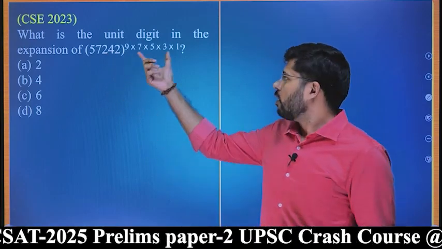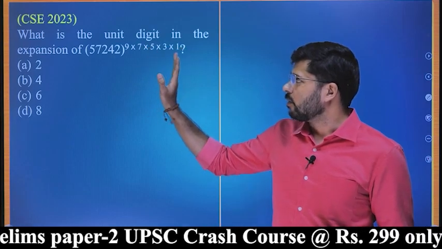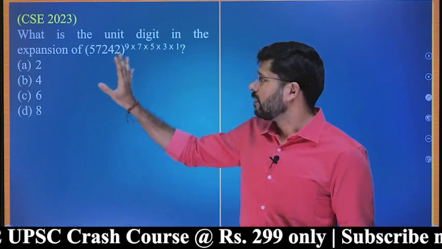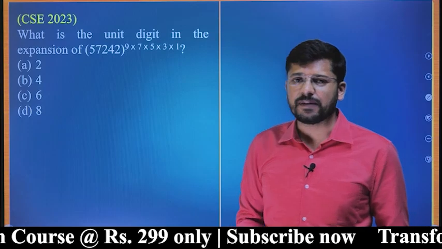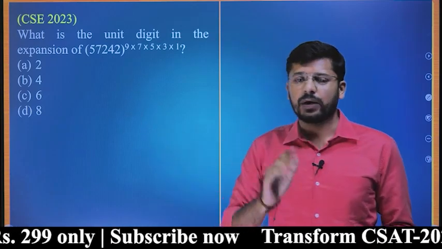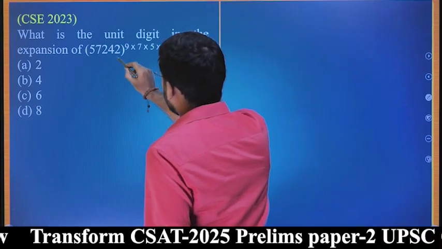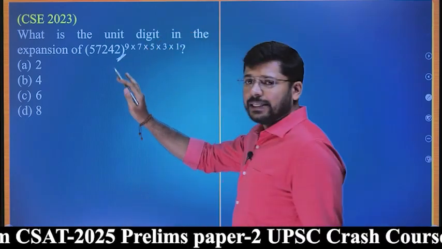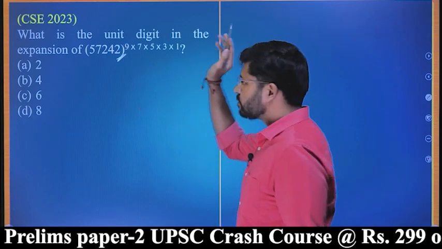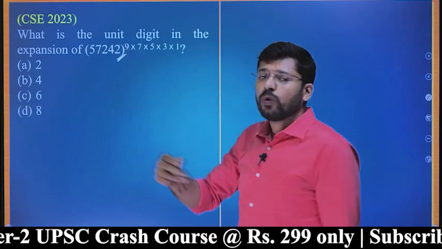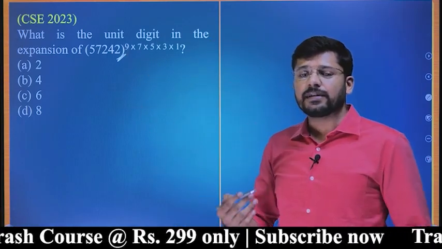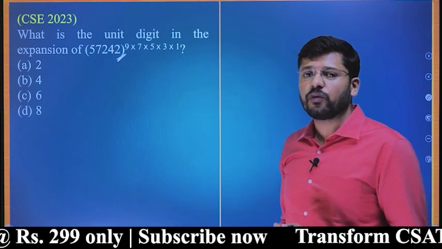Anyway, by common sense, they are not expecting us to calculate the whole thing. So, there must be some way to get the unit digit, right? So, let us see what the method is. Now, the method is like this. Whenever you are talking about unit digit, take the last digit, then see how it varies when it is subjected to powers of different numbers.